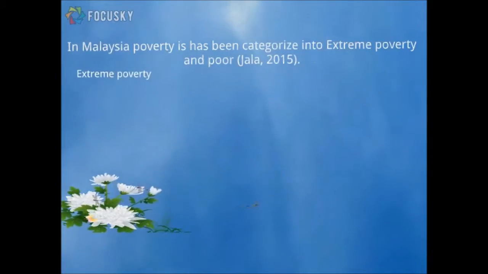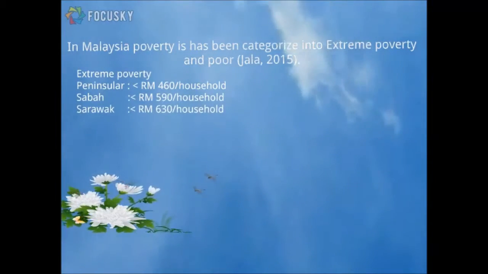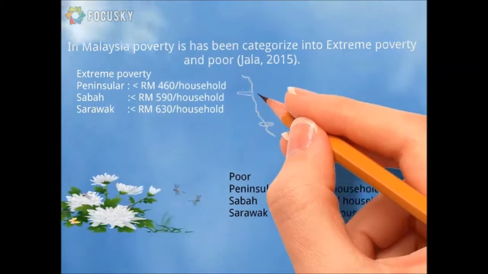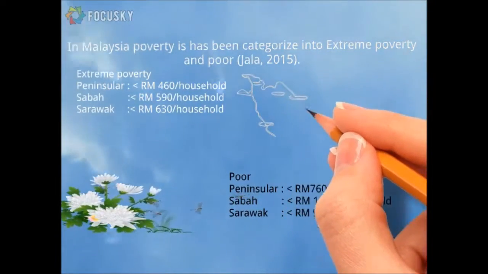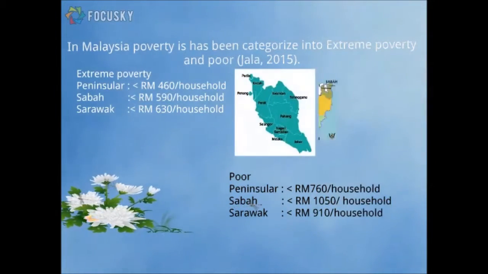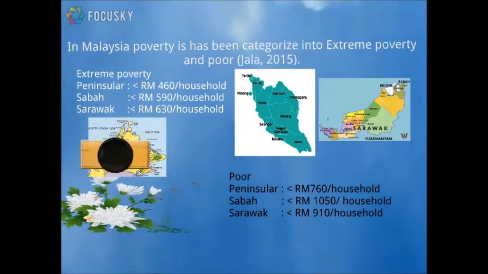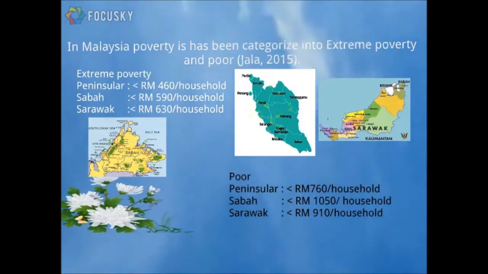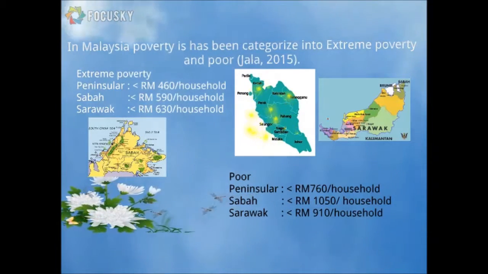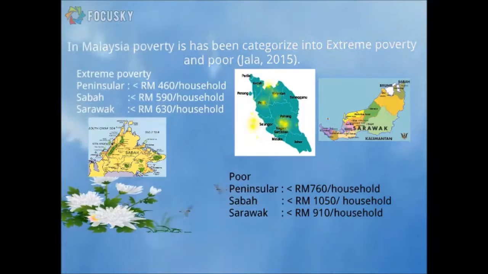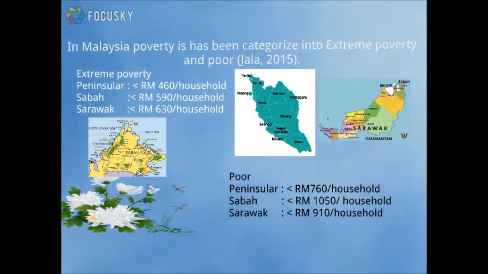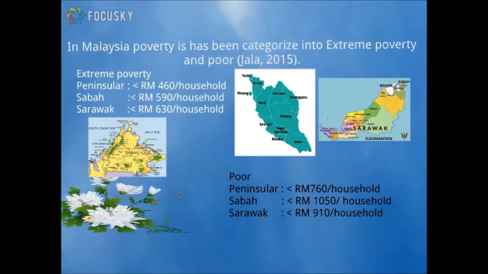In Malaysia, poverty has been categorized into two, which is extreme poverty and poor. Extreme poverty is households which fail to earn enough to fulfill basic survival needs such as food, clothing, and shelter. Households that fall into this category earn an average monthly income of less than 460 ringgit in Peninsular Malaysia, less than 630 in Sabah, and less than 590 ringgit in Sarawak.